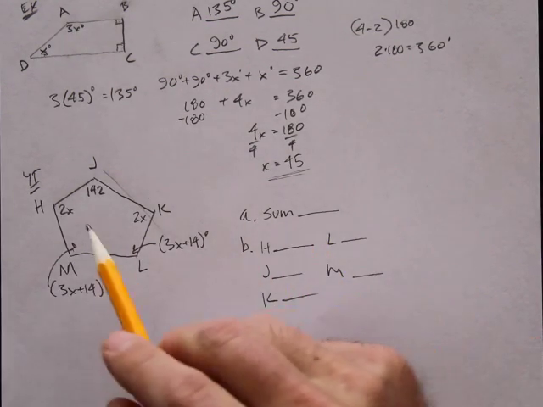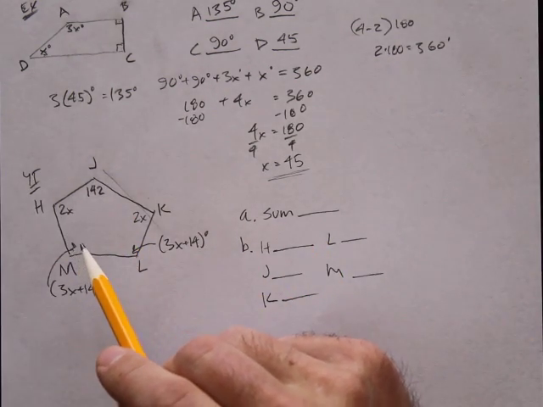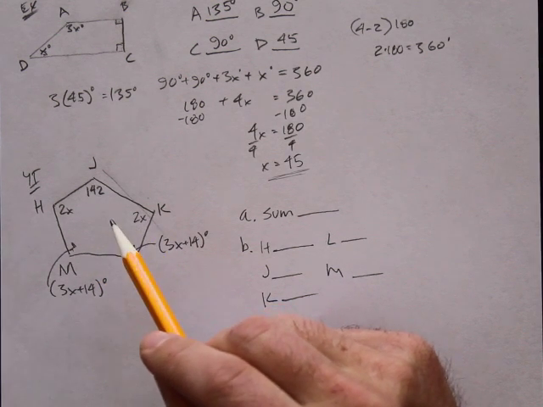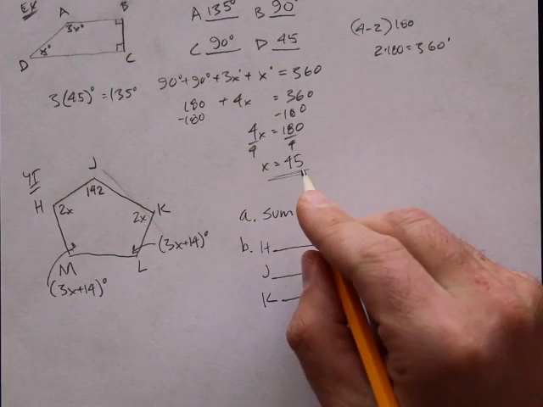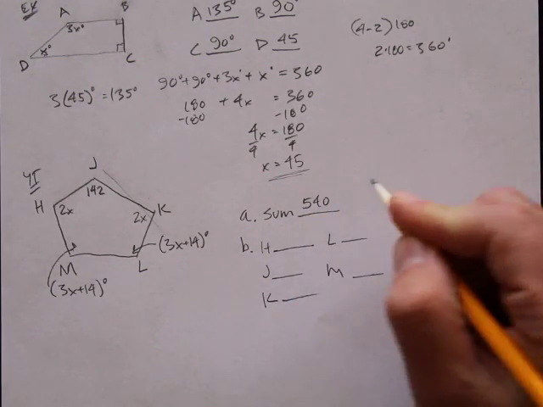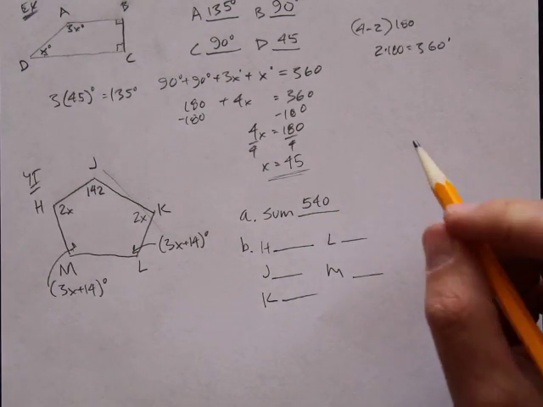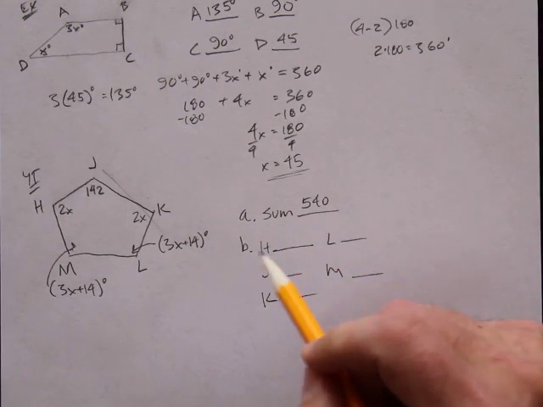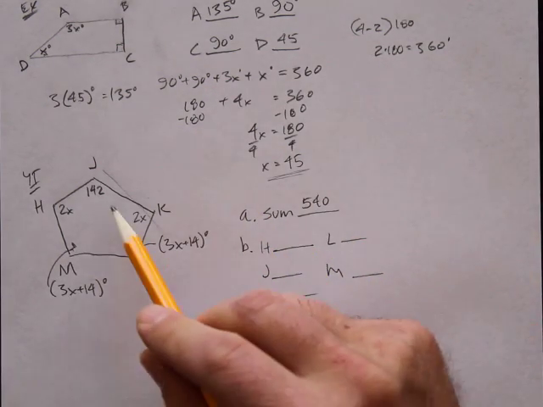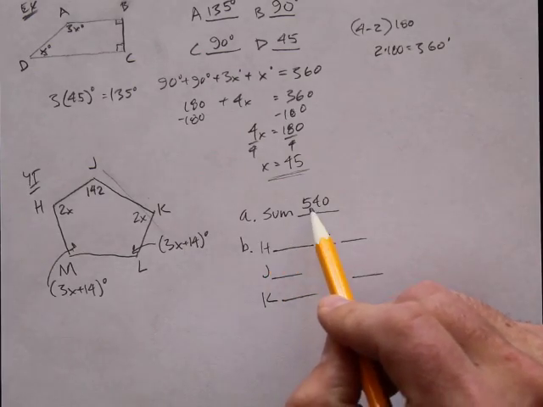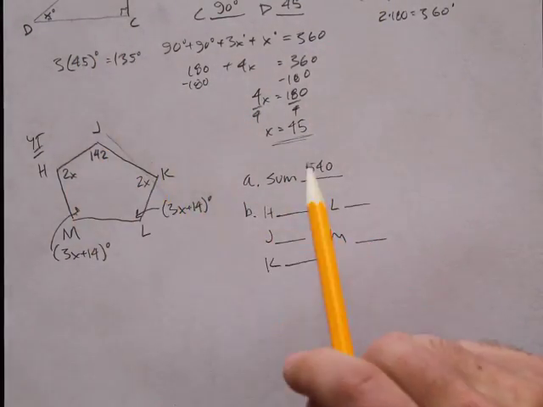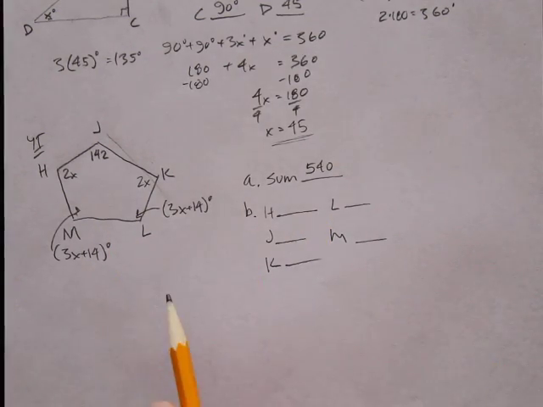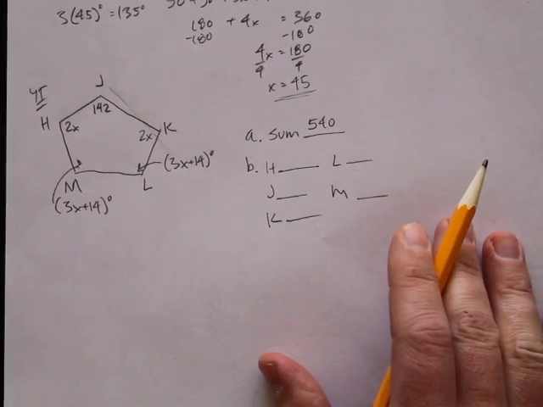So my sum here, I've got a 5-sided polygon. So 5 minus 2 is 3. 3 times 180 is 540. So 540 is my total sum. Now, I've got a little bit of work to do here in order to solve for x. Just like we did on the last one, we have to solve for x, but this time we have 5 angles to add together.